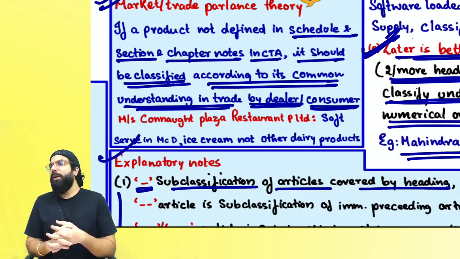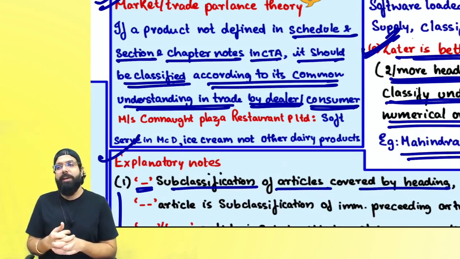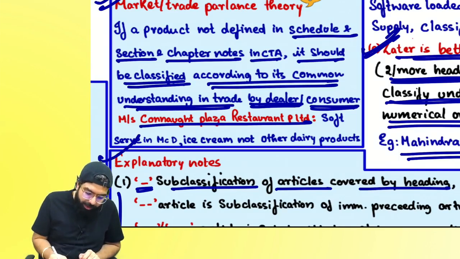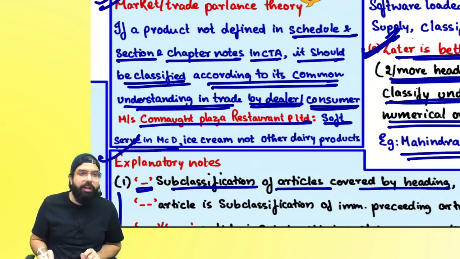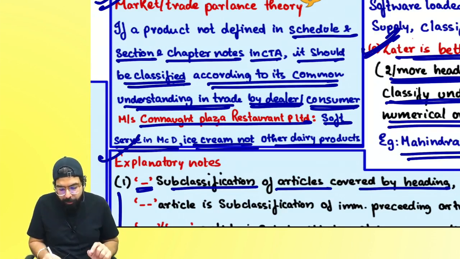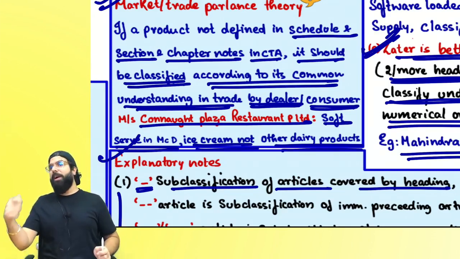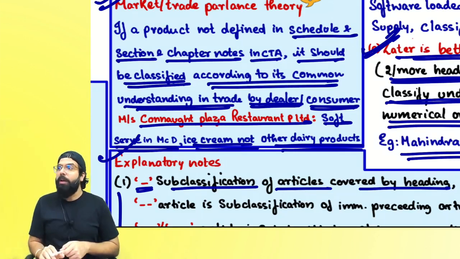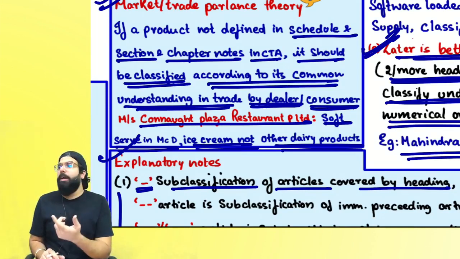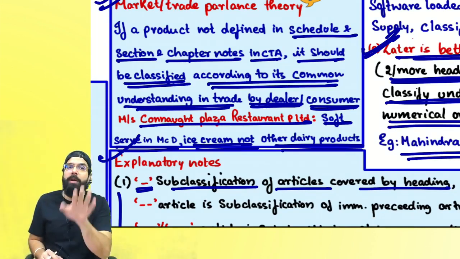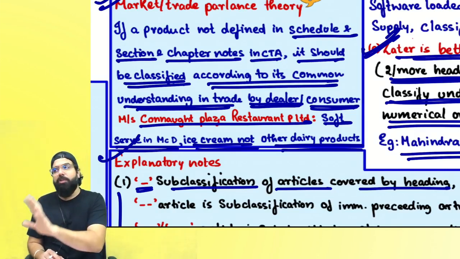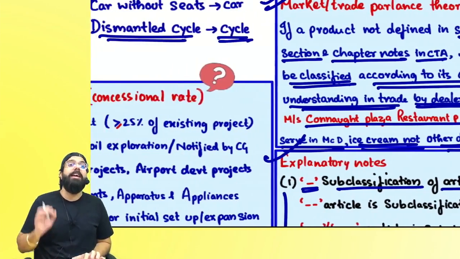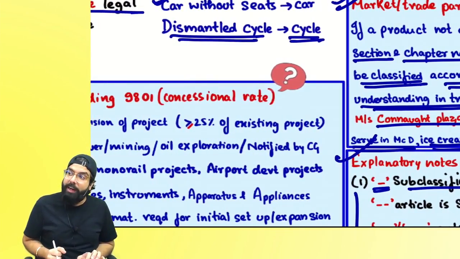Also, the court held in the case of McDonald's, where McDonald's told Connaught Plaza Restaurant that the soft serve served in McDonald's is an ice cream and not a dairy product. In the common understanding, soft serve according to customers is what? Ice cream, and not a dairy product. Right, everyone? So whenever any item is not defined, you have to take the common understanding of that item as per the consumers or the suppliers. That is what is meant by trade parlance theory.